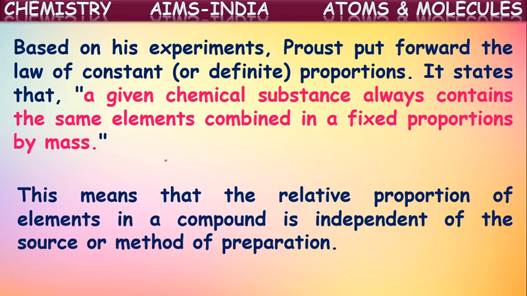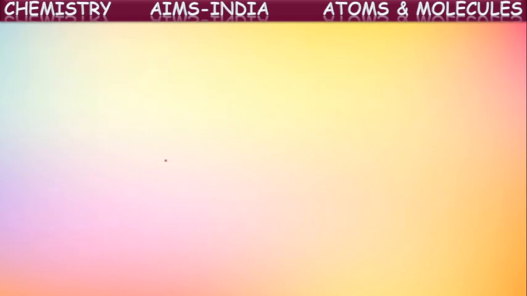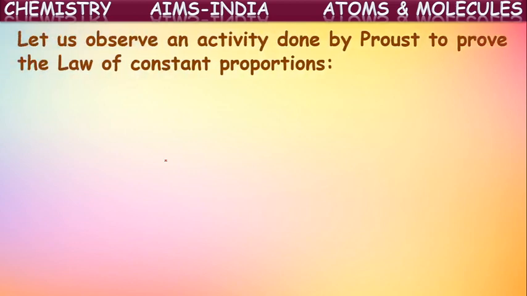So definitionally it is stated as: a given chemical substance always contains the same elements combined in a fixed proportion by mass. This is the law of constant proportions. Let's observe an activity which proves this law, the activity which was done by Proust to observe the constant proportions of the elements combined in a chemical substance.